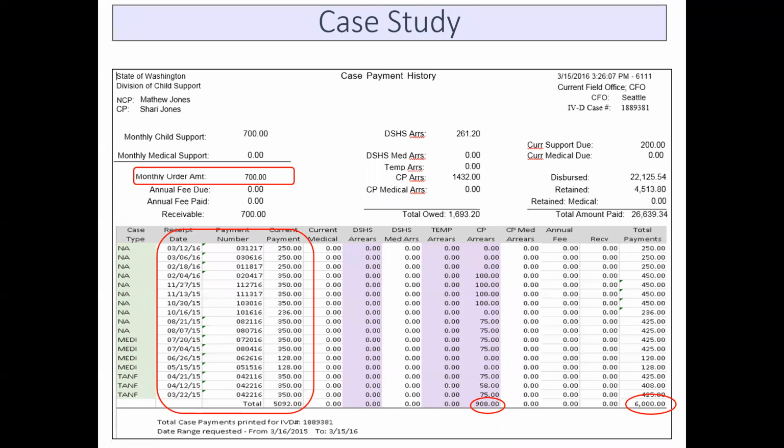Sometimes individuals might not have any arrears left. So just because somebody got paid arrears in the last 12 months, if there's nothing left for them to receive any additional funds, then you would just go with the current amount that's being paid.